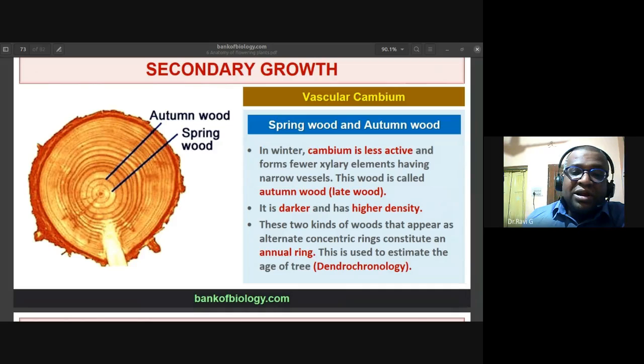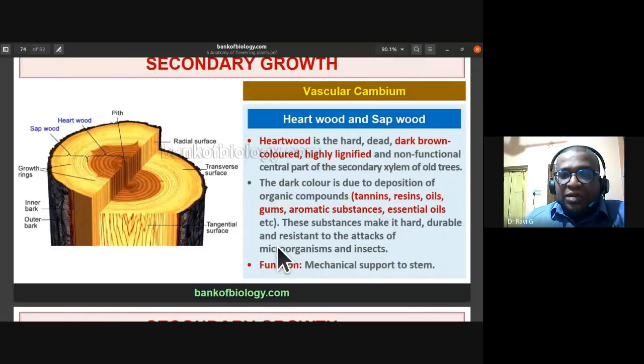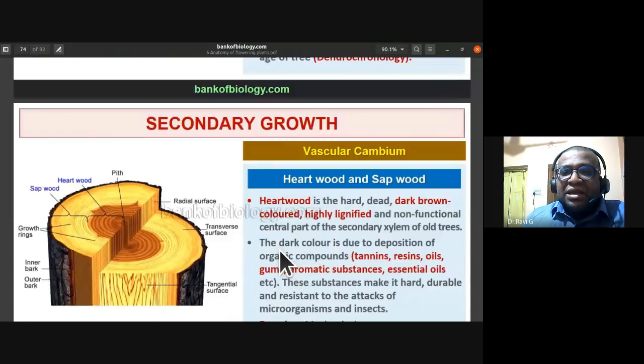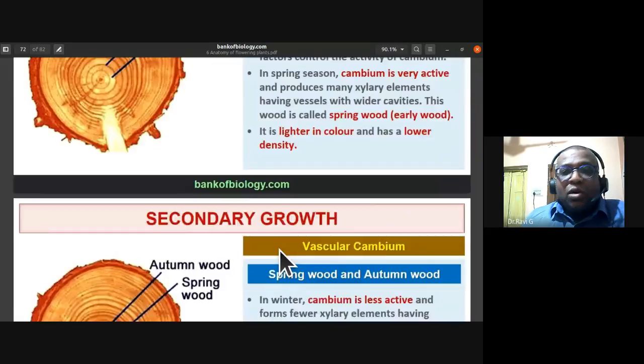So annual rings are used to estimate the age of a tree. This branch of biology which deals with determining the age of trees by counting the number of annual rings, we call it dendrochronology. Okay, so the hardwood and sapwood we'll discuss in the next class. As of now, you remember about springwood and autumn wood.